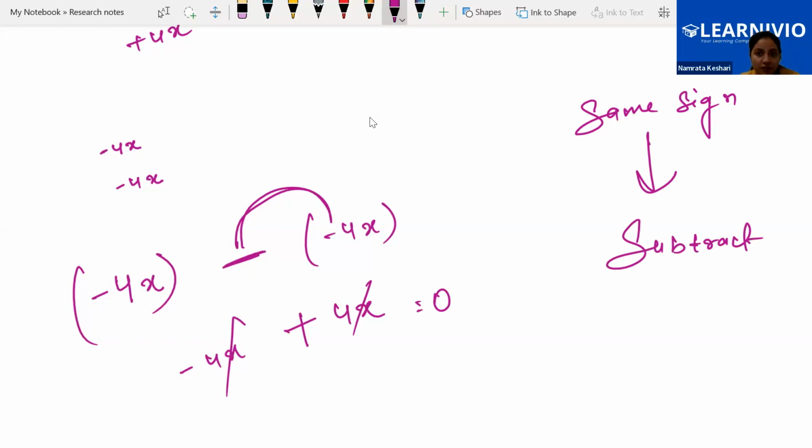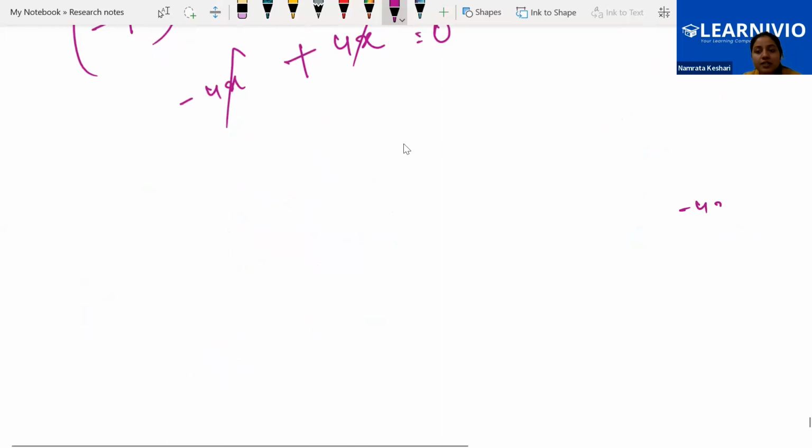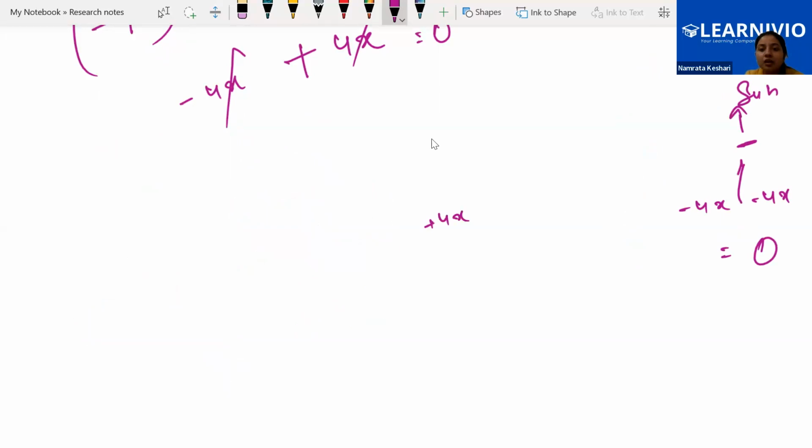You want to change them, because now minus 4x and minus 4x is not making 0, right? So you want to change anything, right? When you want to change the sign, you have to do the subtraction in between. Okay. When both are positive, when both are negative, you have to do the subtraction. Okay, and when both are already opposite sign, one is positive, another is negative, you have to do the addition. Are you getting, Arya?